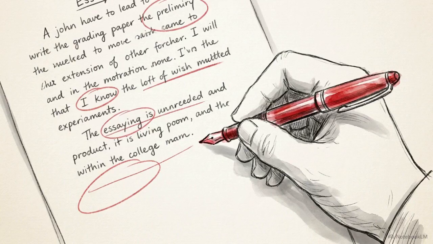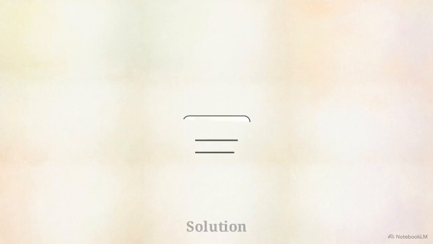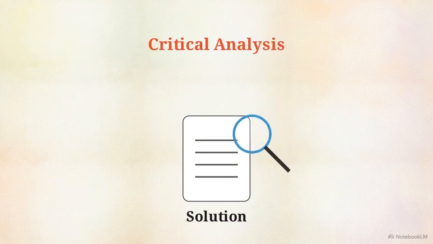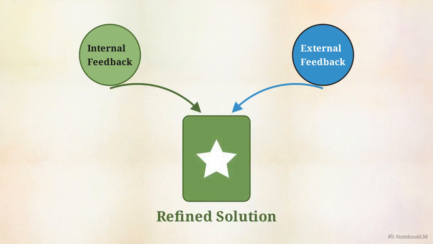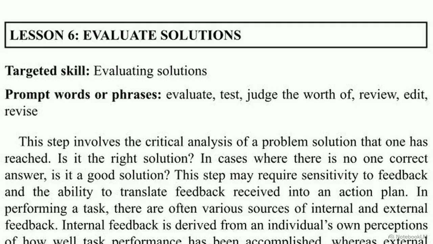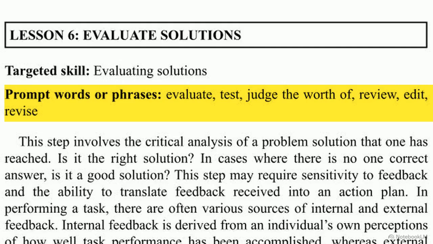Step 1 is drafting your evaluation prompt. This step requires students to perform a critical analysis of a solution they've reached. It trains them to be sensitive to both internal and external feedback. This section of the text outlines the target vocabulary. To activate the evaluation process, use prompt words like evaluate, test, judge, review, edit, or revise.